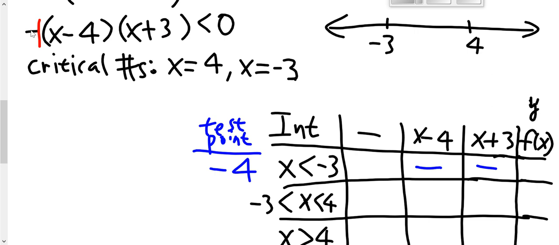But wait a second, there's a negative sign in front, so that would turn the positive to negative. So negative times negative gives you positive. Positive times negative gives you negative. So basically, you can put down negative here, because this negative sign here would reverse the sign of whatever happens here. Okay, negative times negative gives you positive. Positive times negative gives you negative.